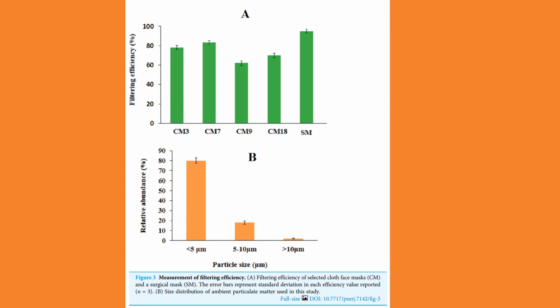In figure 3, we have the results of the filter efficiency of a full cloth mask and the surgical mask. As you can tell, which is seen in A, cloth mask number 9, which is the cloth mask with the largest pores, has a low efficiency, whereas the triple layered surgical mask has a higher efficiency. In B, it just shows us what size of particles was used in this test. And as you can tell, most of the particles were less than 5 micrometers. So this explains the results of A.